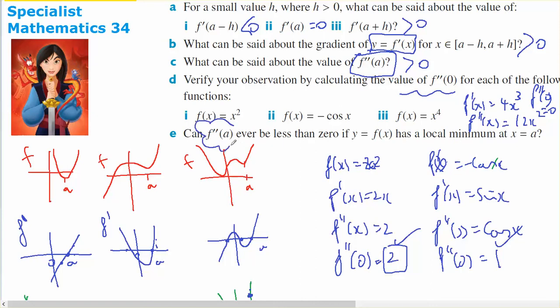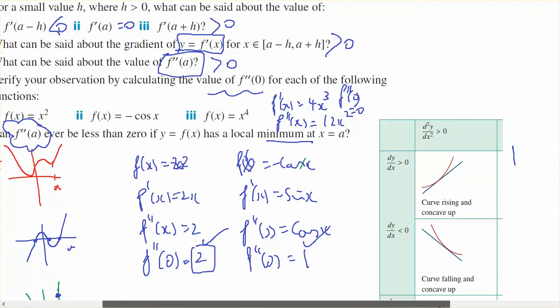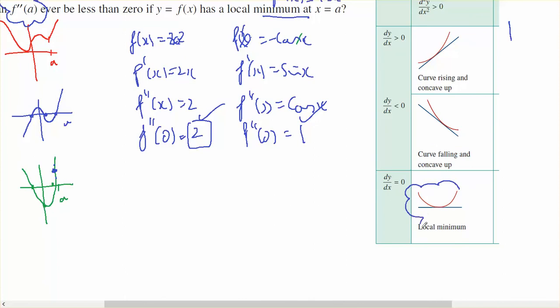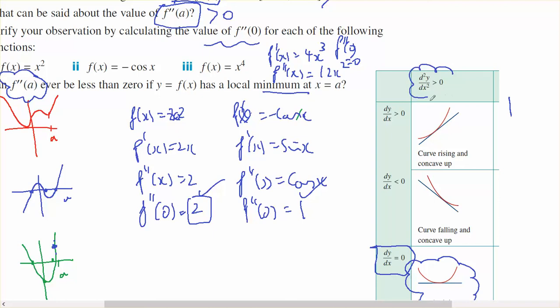Can the second derivative at a local minimum ever be less than 0? No, it can never be less than 0. And I can confirm that by looking at this little table, that if I have a local minimum, that means that the first derivative equals 0 and the second derivative must be positive. Therefore, no, you can't in that particular case.